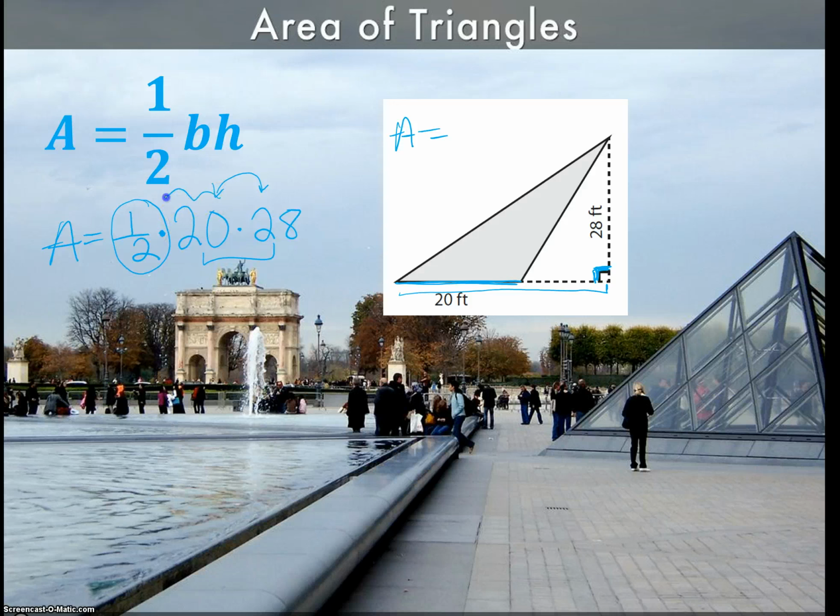I just can do some mental math here. I know that 1/2 of 20 is 10. So I have 10 times 28, and whenever I multiply something by 10, I tack a 0 onto the end. So it's 280. Then we can't forget whenever we're labeling an area, I have to have my unit squared. In this case, my unit is feet, so my answer is feet squared. You ready for another example?